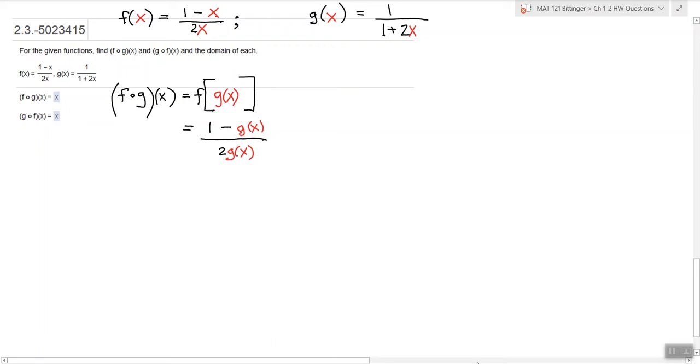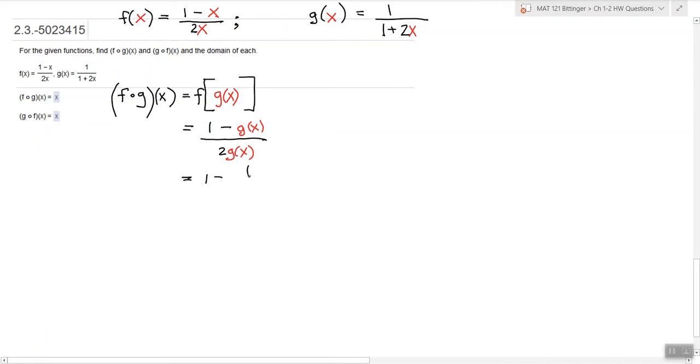And you can see that I've tried to use color coding here to help you. So f composed with g means f feed in g. G is closest to the x, so that's what gets fed in. So everywhere you see an x in the f of x formula, you need to put g of x instead. So I have 1 minus g of x in the numerator, all divided by 2 times g of x in the denominator.